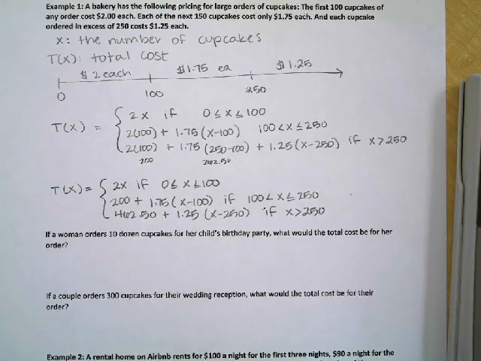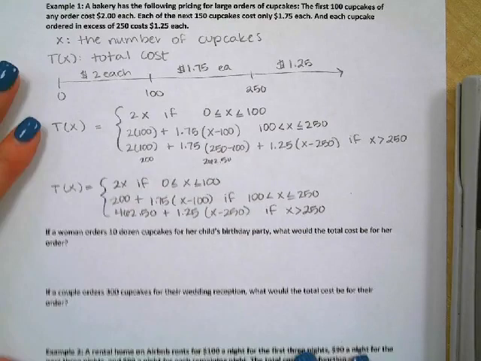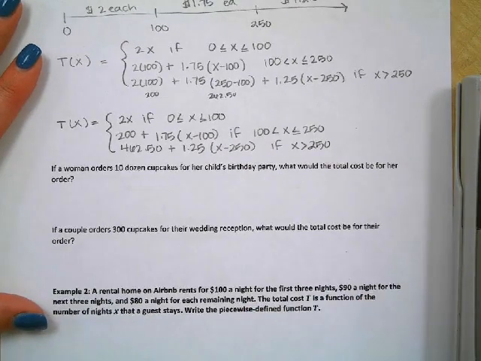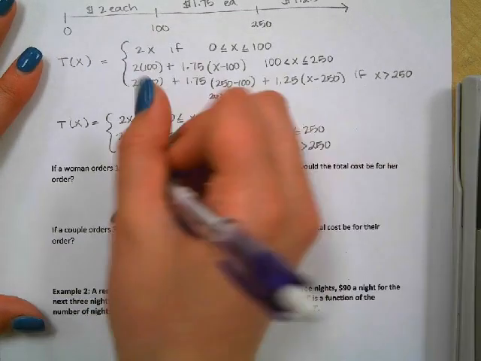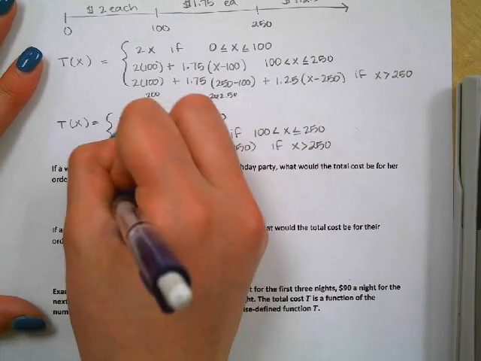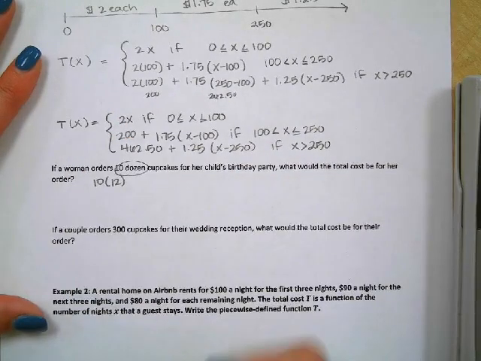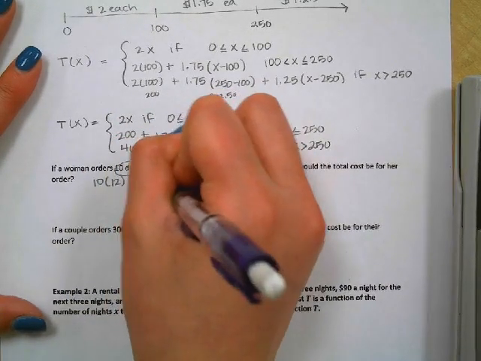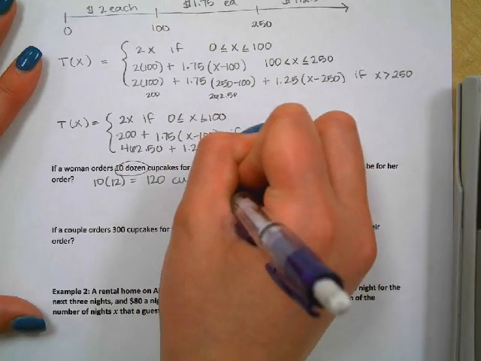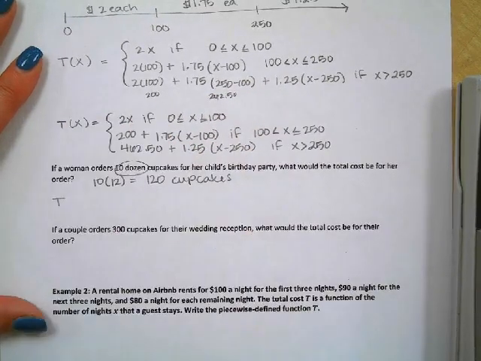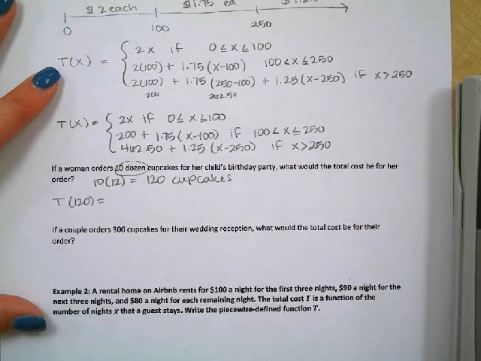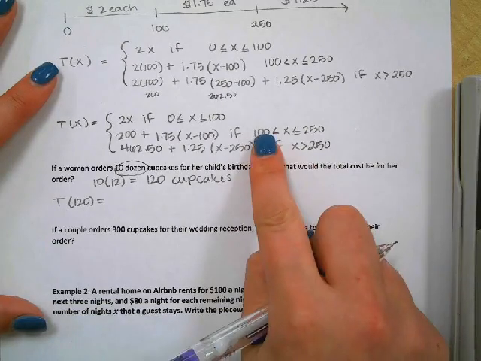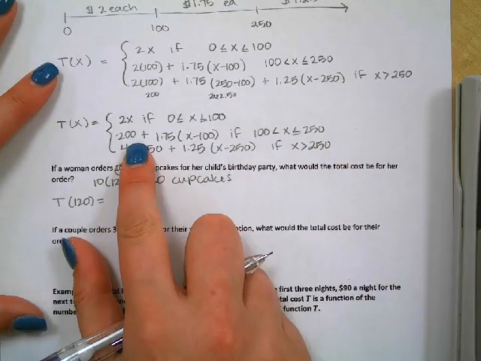Okay. So now let's go ahead and use that piecewise function to answer some questions. If a woman orders 10 dozen cupcakes for her child's birthday party, what would the total cost be for her order? So 10 dozen cupcakes is 10 times 12 because there's 12 in a dozen. So that's 120 cupcakes. So I'm trying to evaluate the piecewise function for 120. So 120 cupcakes would be between 100 and 250, so that means we're using the middle piece.